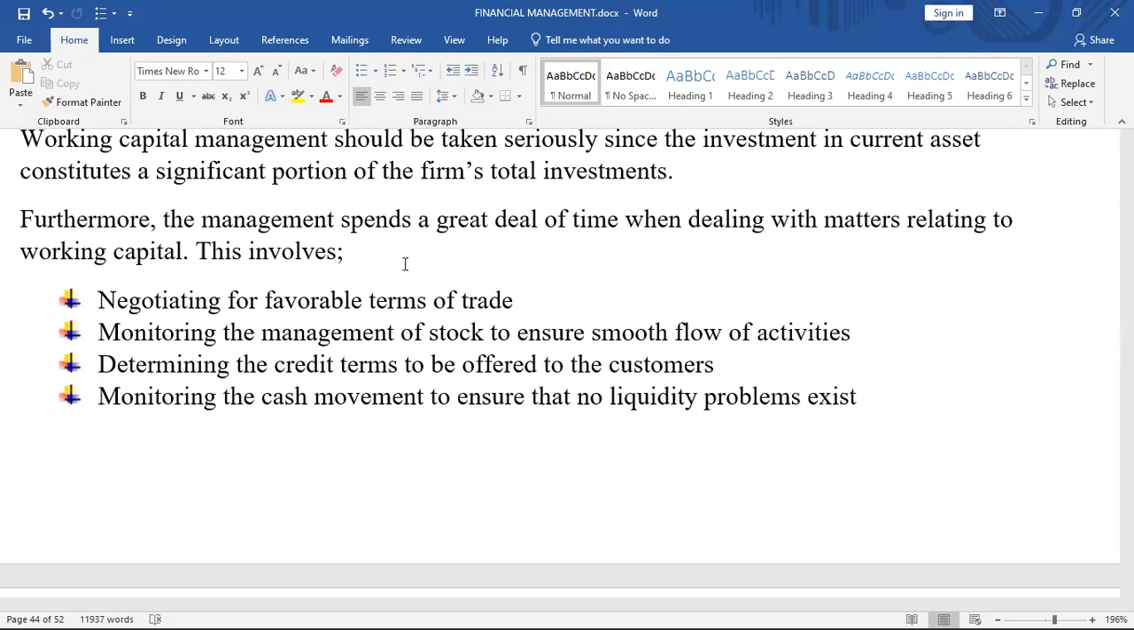Now, we have the last one, monitoring the cash movements to ensure that no liquidity problems exist. And in this case, it is very important to master how the cash moves within the organization.